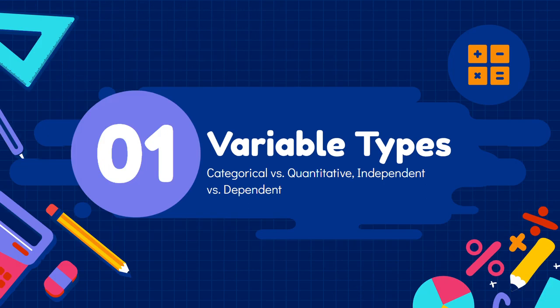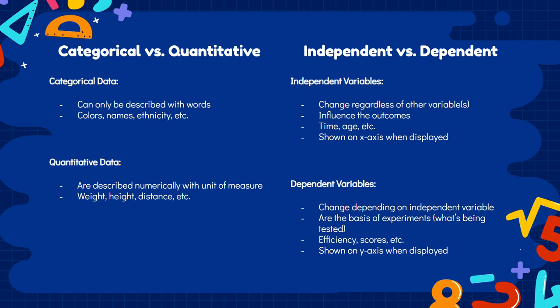So the first thing you learn in stats is variable types: categorical, quantitative, independent, and dependent. So categorical data is just anything that has a label to it, right? No numbers, just words. If you're talking about colors, names, ethnicity, right?